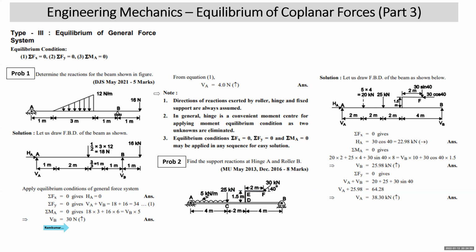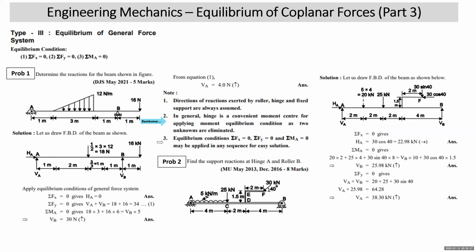Here I have listed some notes which are already discussed, but again I'll read them. All these notes are important and should be observed when we are solving. First of all, the directions of the reactions exerted by the roller, hinge or fixed support are always assumed. You are not sure whether HA will be to the right or to the left, VA will be upward or downward, VB will be upward or downward. Next point: the hinge is considered to be the convenient moment center, for the obvious reason I have already discussed. Because out of the 3 unknowns, 2 will go off and the third one will be obtained.